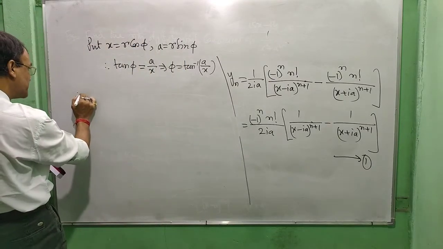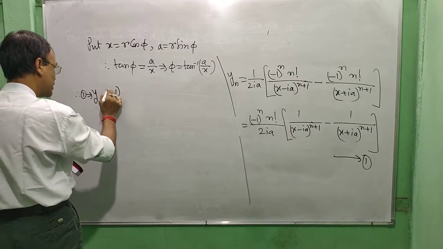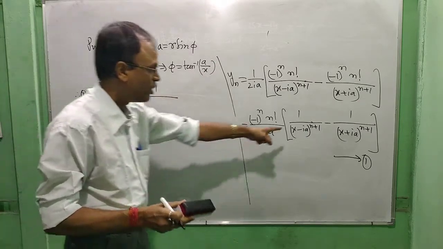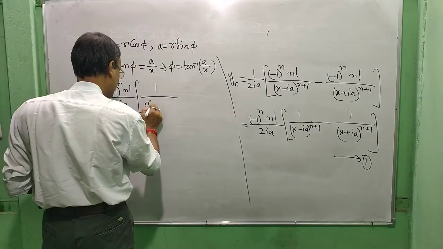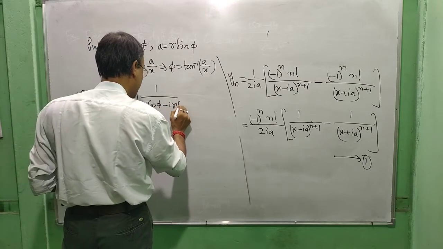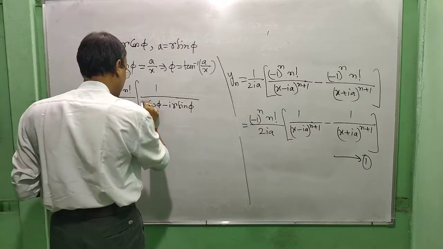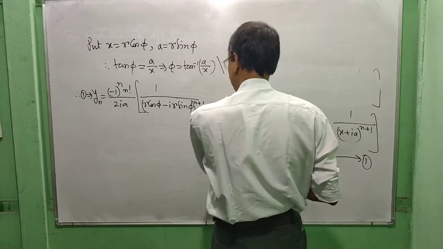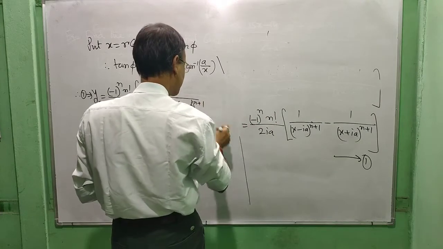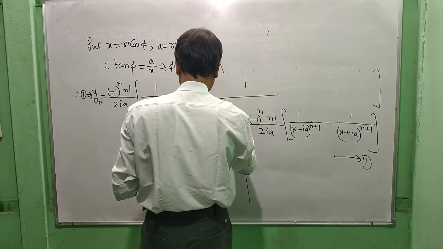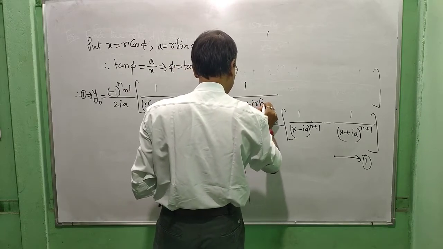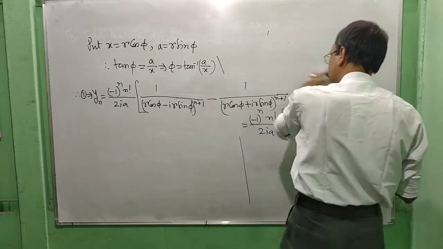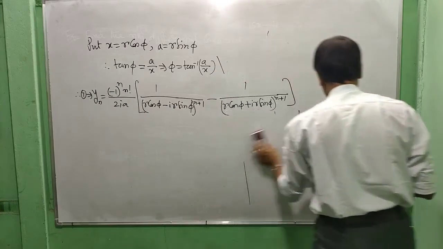Therefore 1 implies yn is equal to minus 1 whole to the power n factorial n divided by twice ia, 1 by, for x put r cos phi minus i r sin phi whole to the power n plus 1, minus 1 by r cos phi plus i r sin phi whole to the power n plus 1. You will get this.